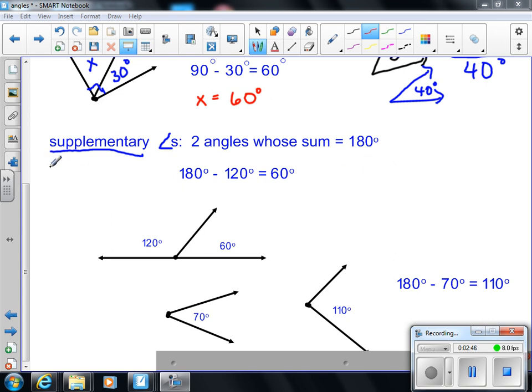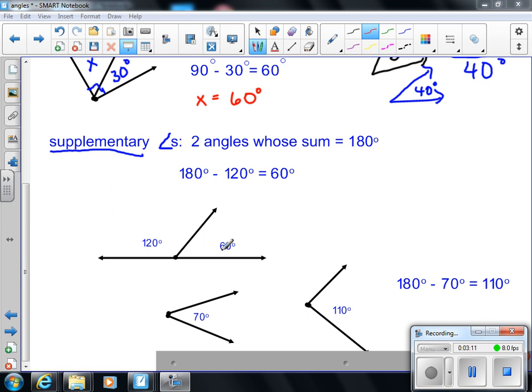Or another way I think of it is supplementary is straight. Supplementary is like a straight angle. And a straight angle, you know, is 180 degrees. So in this example, I have one angle that's 120 degrees, one that's 60 degrees. They add up to be 180, therefore we know they are supplementary angles.